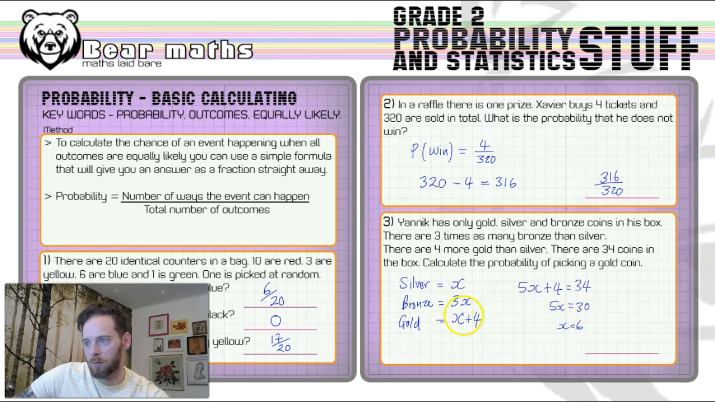So silver is this one. Gold, all we have to do is add 4 on. So we're going to say gold is equal to 6 plus 4, which is 10. Okay. Calculate the probability of picking a gold coin. Well, now we know how many golds there are, and we know how many coins there are. That is going to be 10 out of 34. And make sure that looks like a 0. It looked a little bit like a 6. So it's now 10 out of 34.